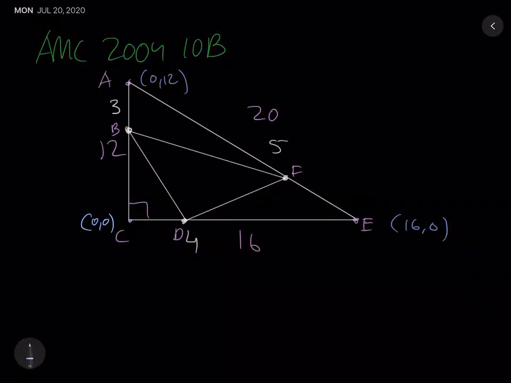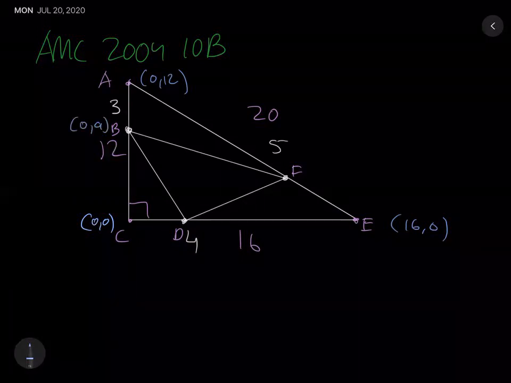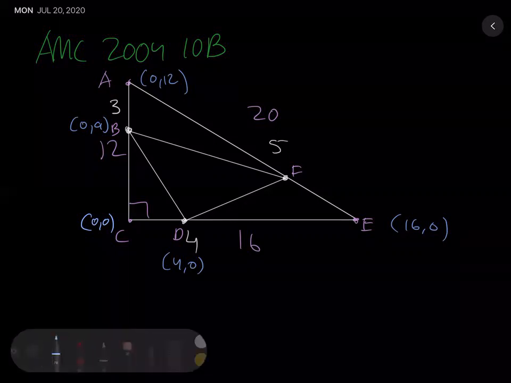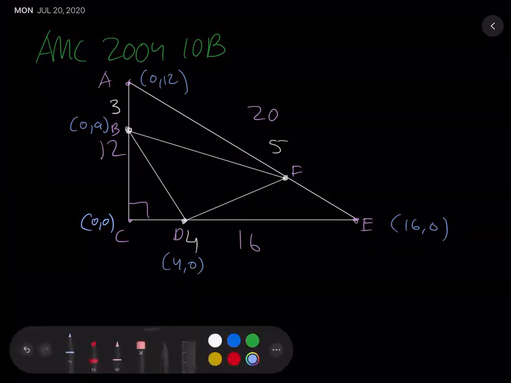Straightforward. So now we can find the rest of the points. This shouldn't be that hard, right? Point B is 3 away from A, so this will be 0, 9. Point D is 4 away from the origin, so it's 4, 0. And F is a little bit harder to find. But one easy way you can find this, let me just make this a little bit more accurate. Let me just move that 5.